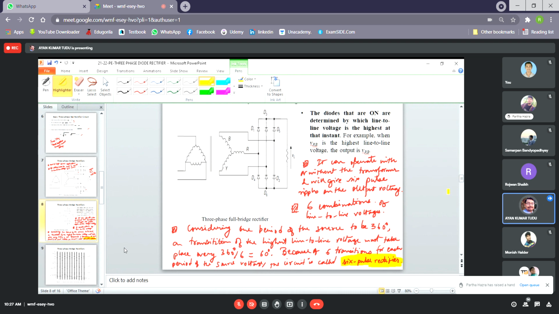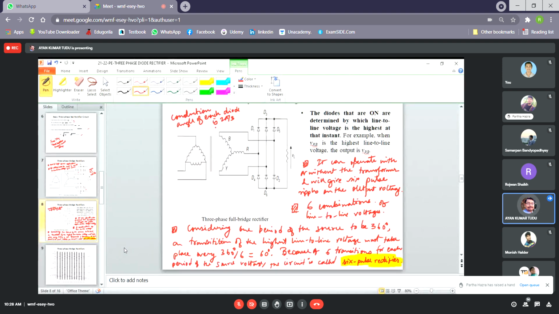Now, as you can see in this particular figure, the diodes are numbered. How are they numbered? The diodes are numbered in the order of the conduction sequence. And the conduction angle of each diode, let me write it down, is 2 pi by 3.